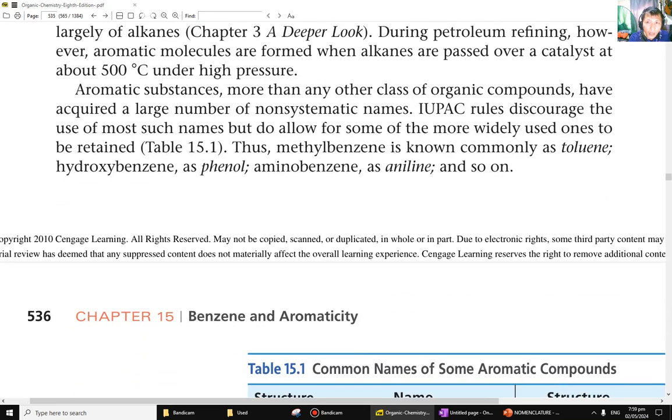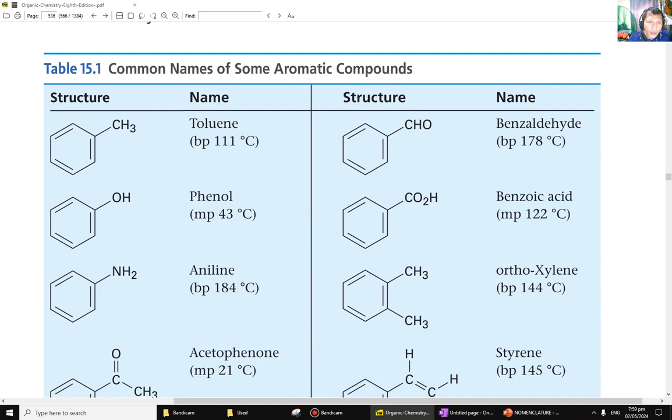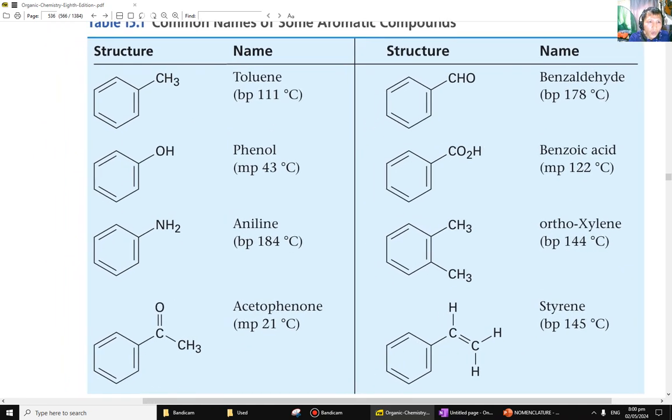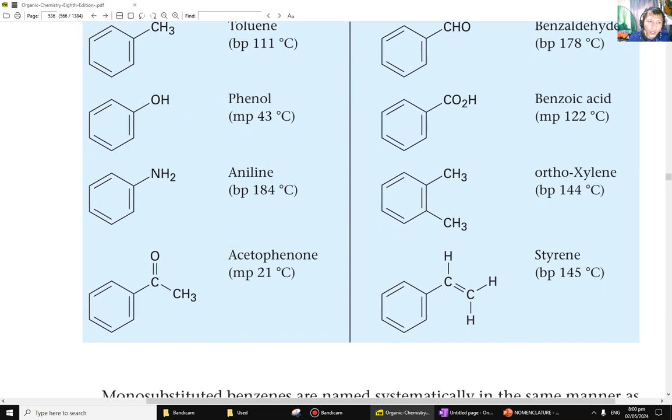I also go back to these tables if ever. So these are the common aromatic compounds. Again, toluene, phenol. You have the alcohol already, OH. Okay, so that is a phenol. And then you have aniline, a benzene with an amine. So we call it aniline. NH2 is for amine, a functional group.